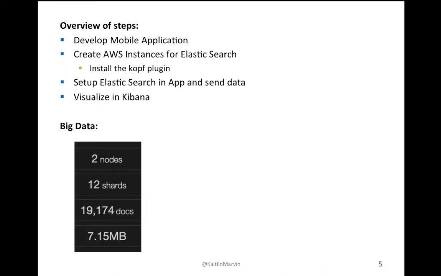So here is an overview of the steps that I had to do to try this solution. First, you have to build a mobile application. Second, create the AWS instances for Elasticsearch and install the Cloud plugin. Third, I set up Elasticsearch in the mobile app and sent the data. Fourth, I visualized the data in Kibana. This is an incredibly scalable solution as mentioned before. You can continue to add nodes as you need to. In my current setup, I have 2 nodes and I have 7.15 megabytes of data and over 19,000 documents. I will now go into more detail about all of these steps.